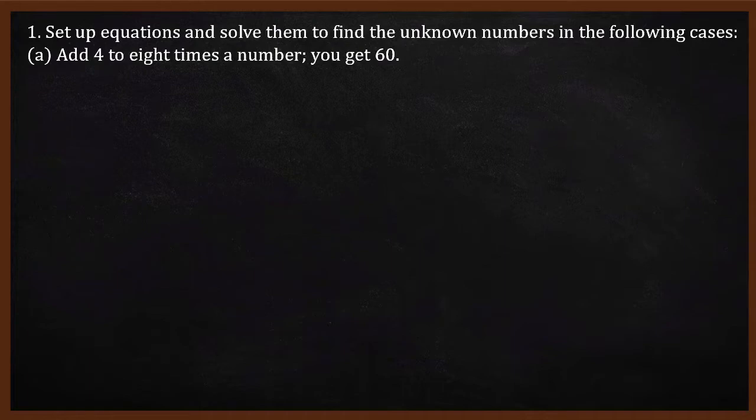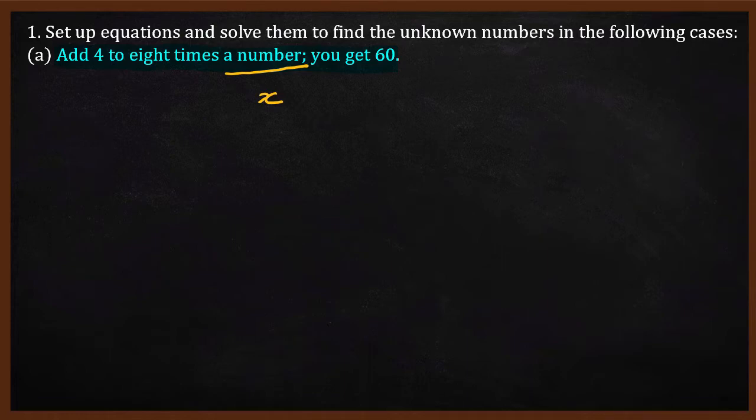So let's read the question. Add 4 to 8 times a number, you get 60. So you add 4 to 8 times a number, you get 60. What does that actually mean? What are we supposed to find? These kind of questions always look for what is unknown. In this case, the number is unknown. So let's call that x, okay? You can call it y, you can call it a, you can call it b. Doesn't matter. Pick an algebraic thing. I'm picking x as my variable.